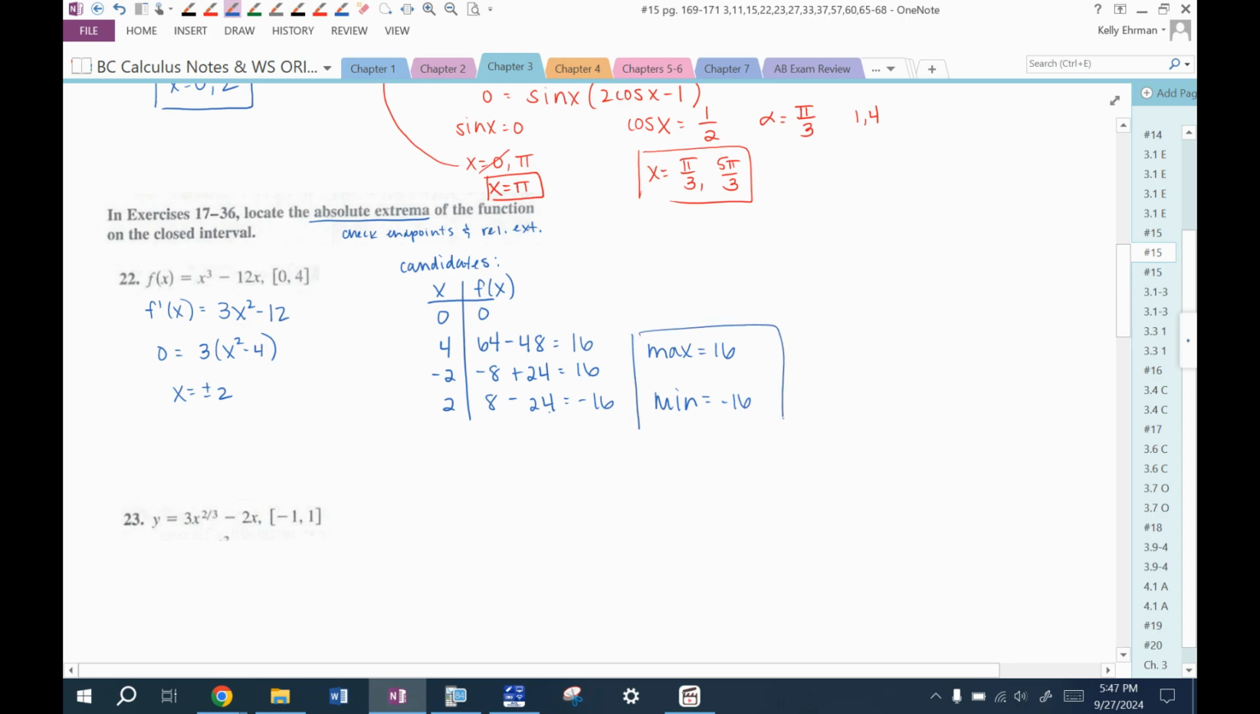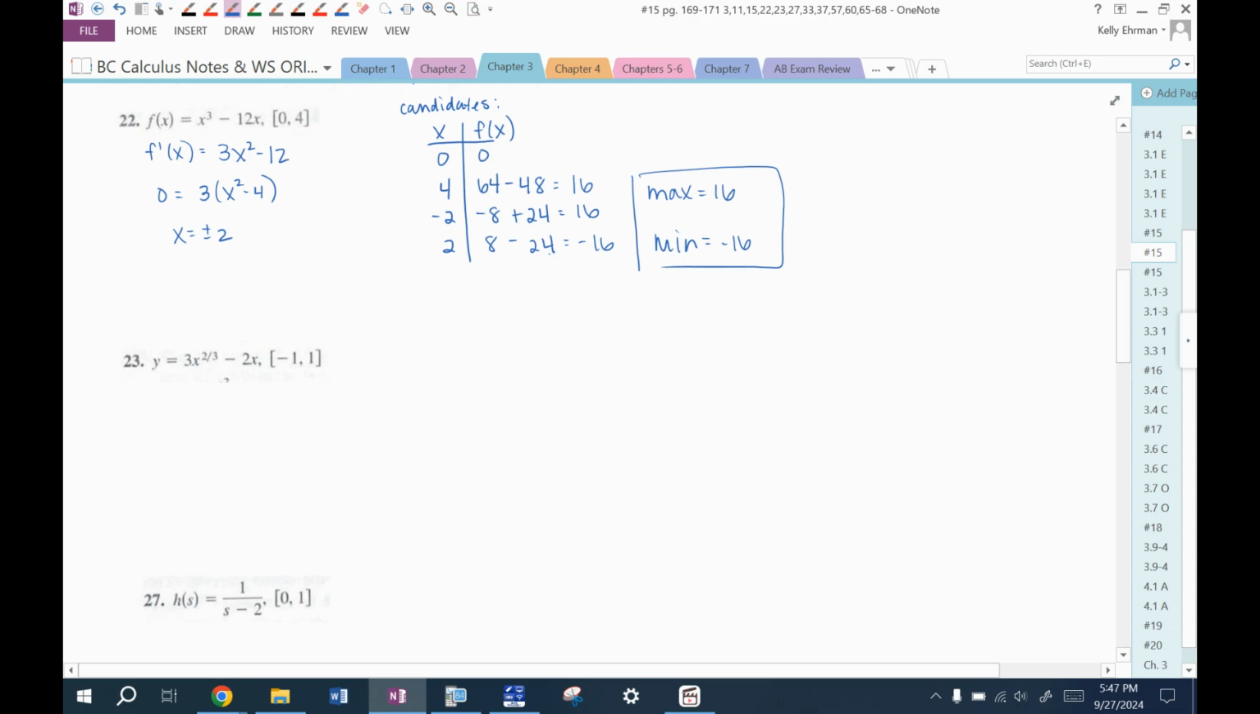If it said, I feel like our AP test is more explicit, it would say find the x values or find the points if they wanted both x and y. Then you would list both 4 and negative 2 as points or x values where we hit the max.